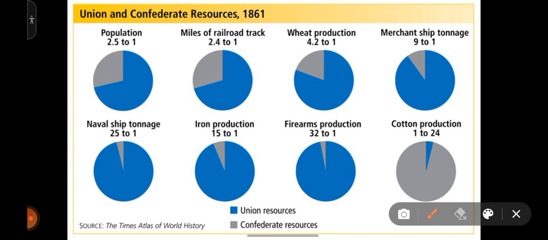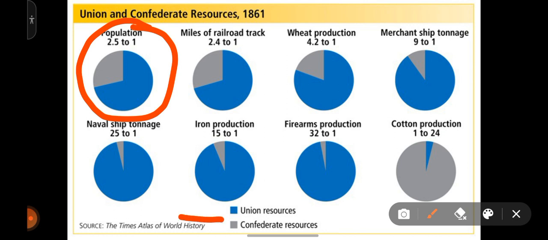So talking about the population, even population matters, because out of that population, you have to recruit the soldiers. So these blue pie charts represent the Union resources, and this gray area represents Confederate resources. As you can see, the population of the Union was 2.5 times that of the Confederate states. So on that account too, the Union was relatively on a better footing, because if the population is more, then you can recruit more soldiers. More soldiers means an edge on the battlefield.